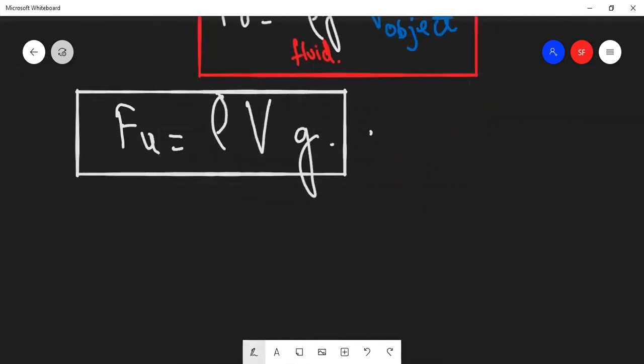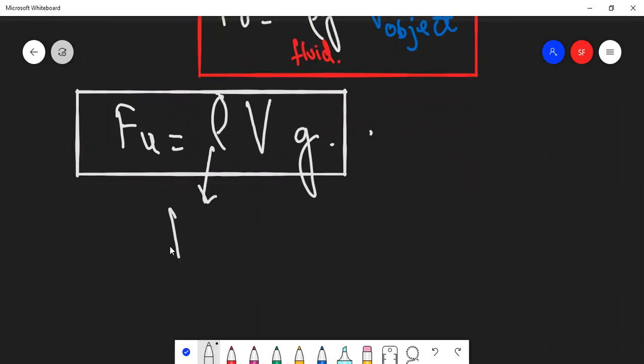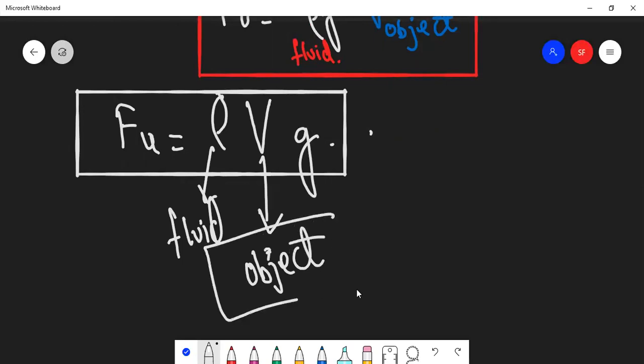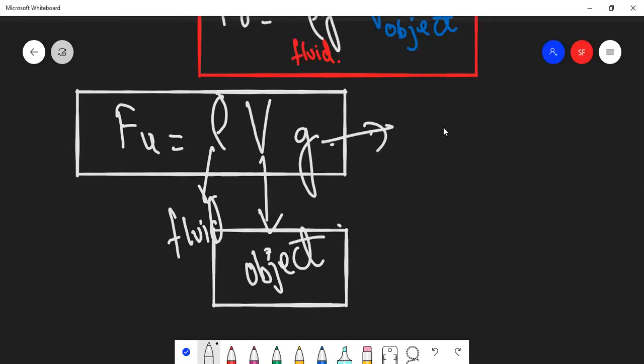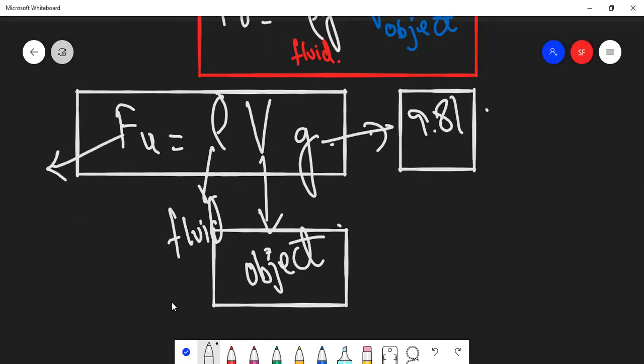Rho Vg becomes the formula for upthrust, where rho represents the density of what? Right? And V represents the volume of what? The volume of the object. G represents 9.81, the gravitational field strength. This is the upthrust equation.